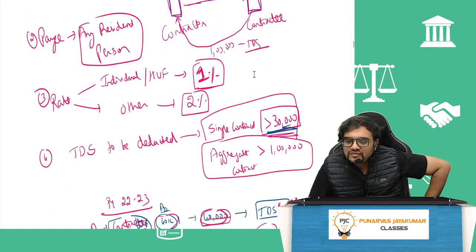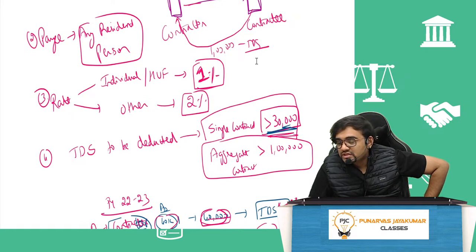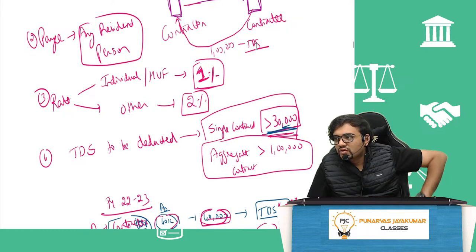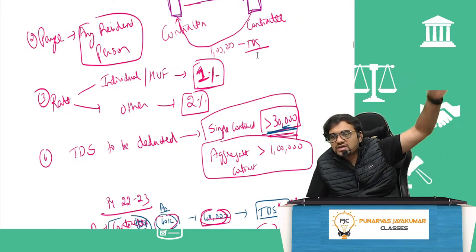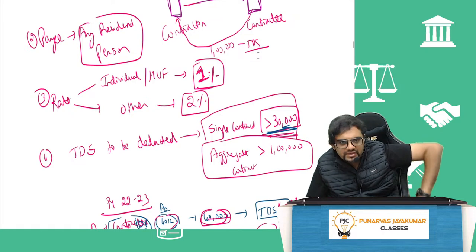Rate will be 1% for individual or HUF, and 2% for other persons. TDS will be deducted either if the single contract exceeds 30,000 or aggregate contracts exceed 1 lakh. If it is like 30,000, 20,000, 20,000, 40,000, sorry, 25,000, 10,000, and overall it's exceeding 1 lakh, then at the last payment time I will deduct for the entire year.